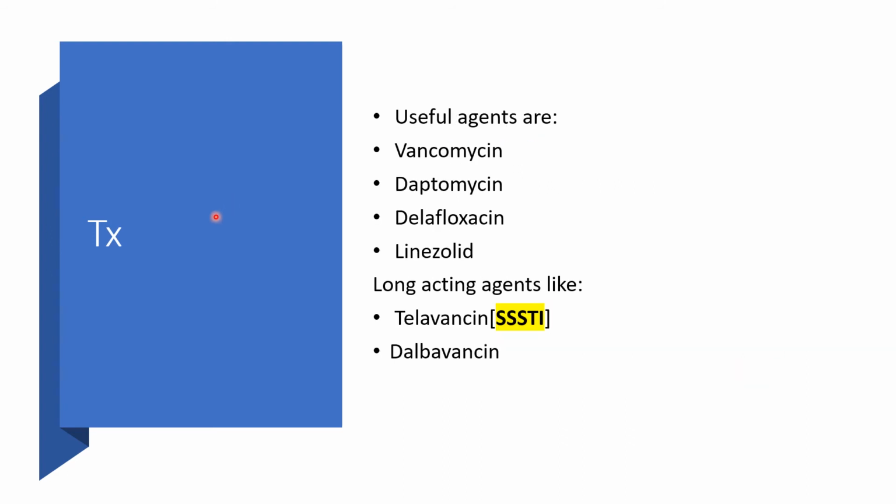There are so many good agents to choose from, but remember, this is just what I'm familiar with. It depends on what is obtainable in your jurisdiction and what the microscopic commercial sensitivity test will bring out as a sensitive agent, or agent that the bacteria will be susceptible to. So vancomycin, daptomycin, delafloxacin, linezolid, and telavancin, particularly in severe skin, soft tissue infections. And of course, another group member is dalbavancin.